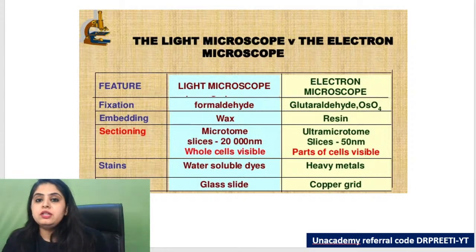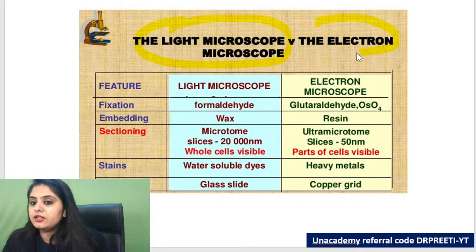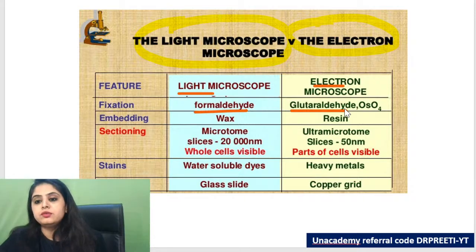Okay. So look at this. When I'm dealing with a light microscope versus an electron microscope, how many of you agree? In light microscope, the fixative is formaldehyde, and in electron microscope, it is glutaraldehyde. You know this information. What is the embedding media for a light microscope? You'll say wax. What is the embedding media for an electron microscope? You'll say resins. Fine. After that, sectioning.